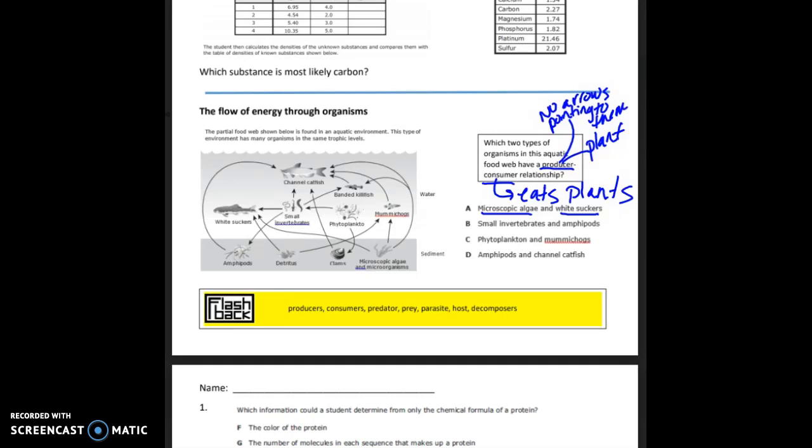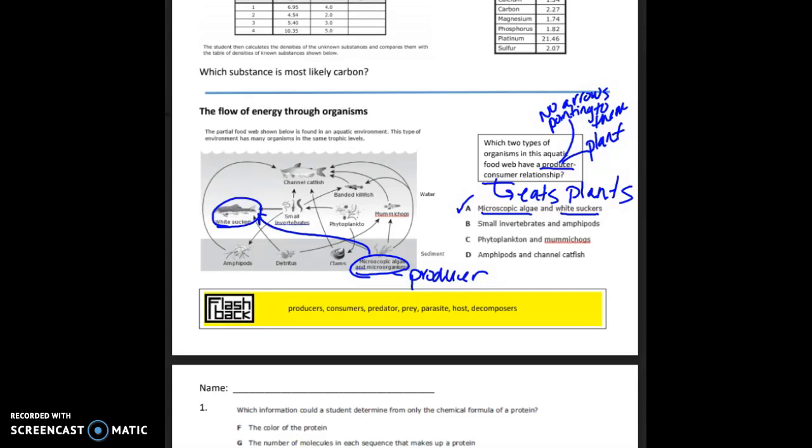So microscopic algae is down here at the bottom. It does not have any arrows pointing to it. So it is going to be a producer. So anything eating it would have a producer-consumer relationship with it. White suckers. Let's find our white suckers. The white suckers are right here. Is there an arrow from the algae to the white suckers? Yes, there is. That means the white suckers eat the algae. So this may very well be our answer, but we never want to stop there.